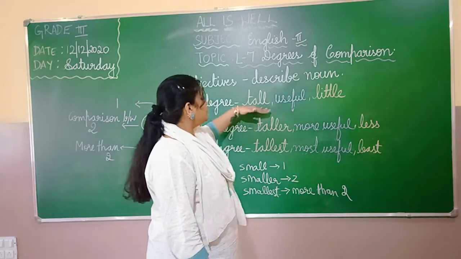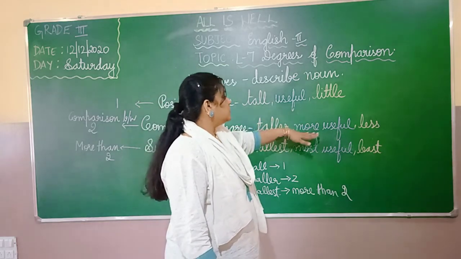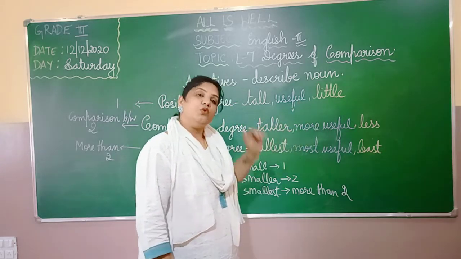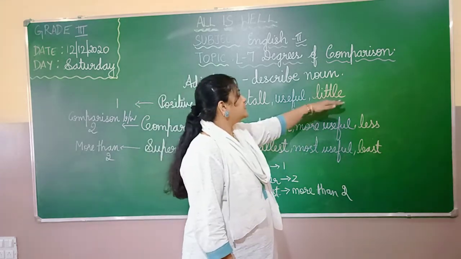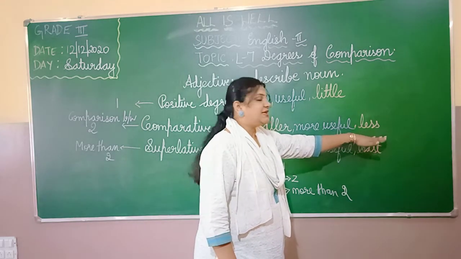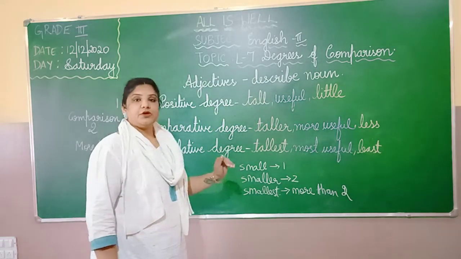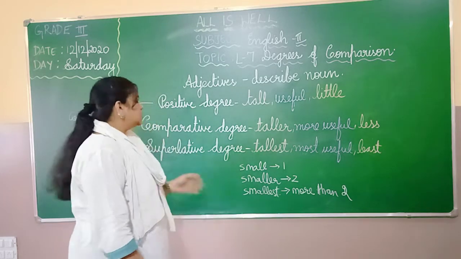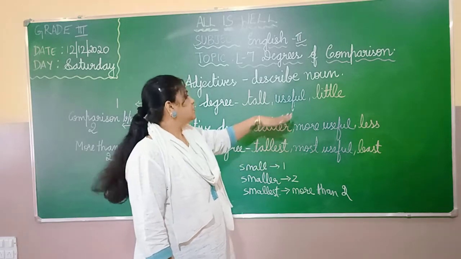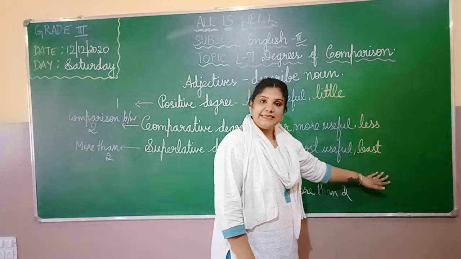So for some words you use just er. Okay. For some words you use more. Okay. Useful, more useful. Beautiful, more beautiful. Like that. And some words such as little, it will change the whole spelling. Okay. As less. Okay. And coming to superlative degree, when you are comparing between more than 2, that is your superlative degree. Now tall will become tallest, useful will become most useful, little will become least.